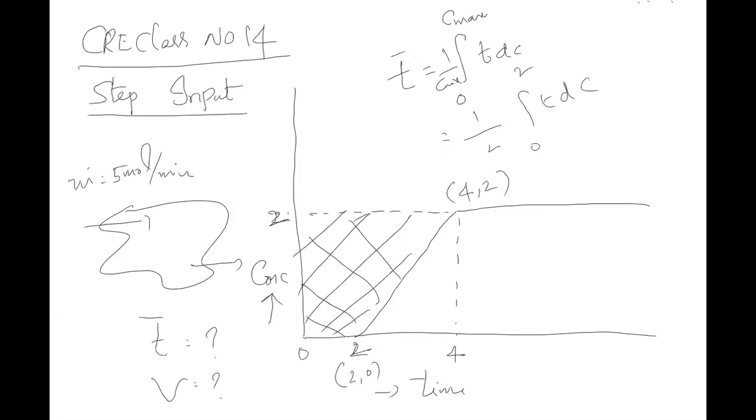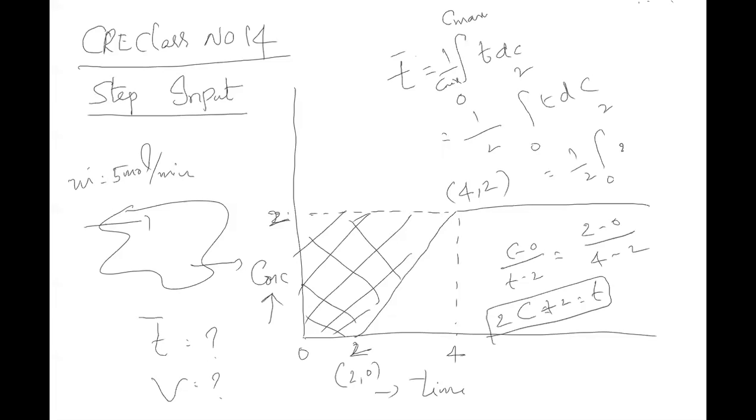So how do you write this straight line equation? C minus 0 by T minus 2 equals 2 minus 0 by 4 minus 2. Straight line equation. What is C? 2C plus 2 is T. 1 by 2 into 0 to 2, 2C plus 2 into DC. The 2s here will cancel. C plus 1 DC.